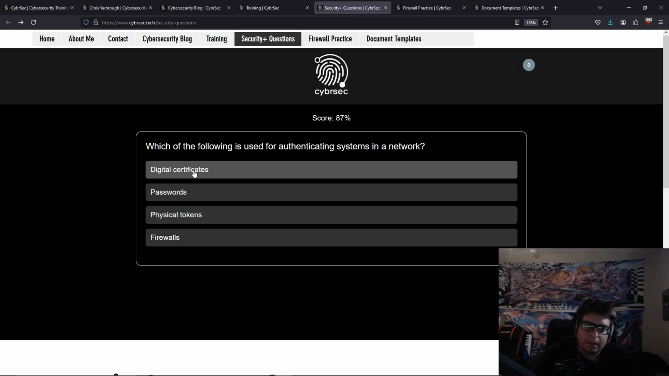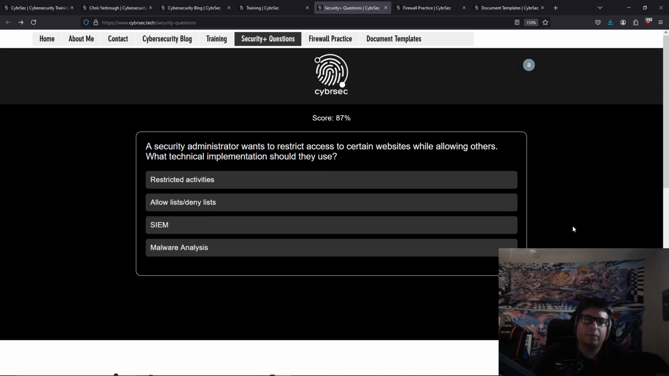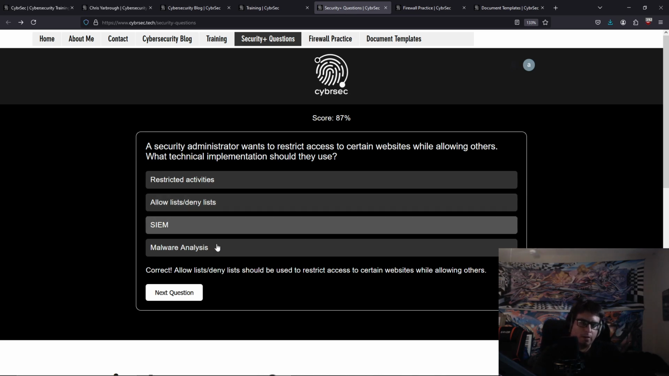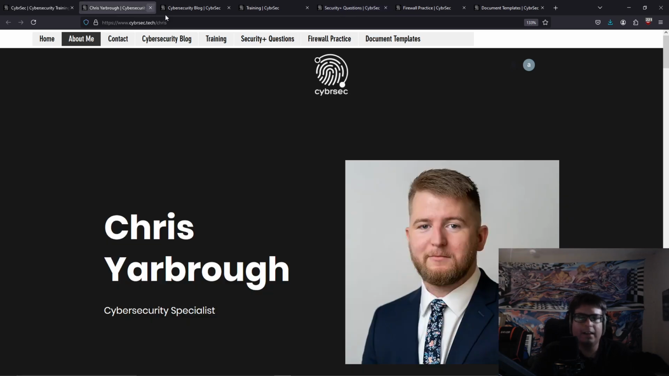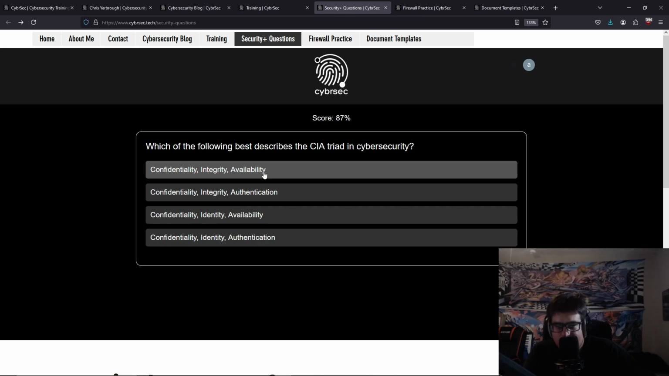Digital certificates. Yes. A security admin wants to restrict access to a certain website while allowing others. What technical implementation should they use? The allow deny list. Which of the following best describes the CIA triad? Christopher, I've answered this one already.